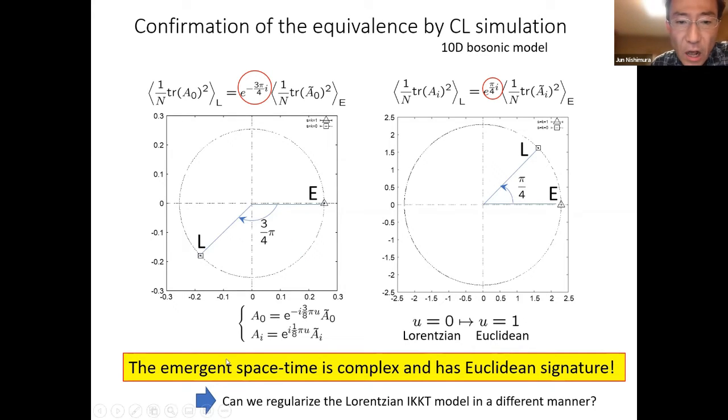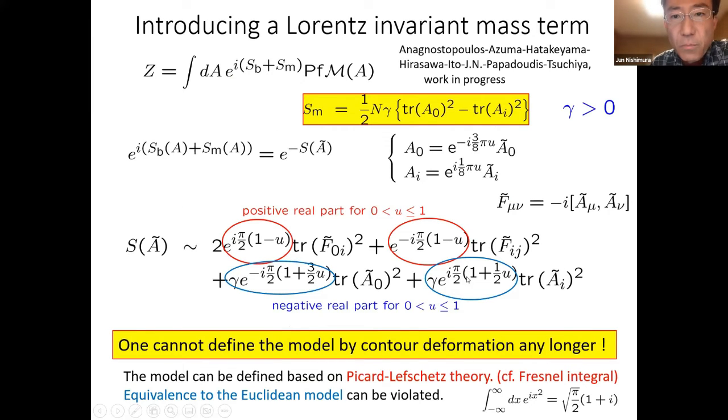So it's not the real space-time that we would like to get. The question is, how can we regularize the Lorentzian IKKT model in such a way that we can get real space-time, at least at late times? That is the point. And our new idea is the following, and it's actually very simple. We introduce a Lorentz invariant mass term, which looks like this, which is manifestly Lorentz invariant.